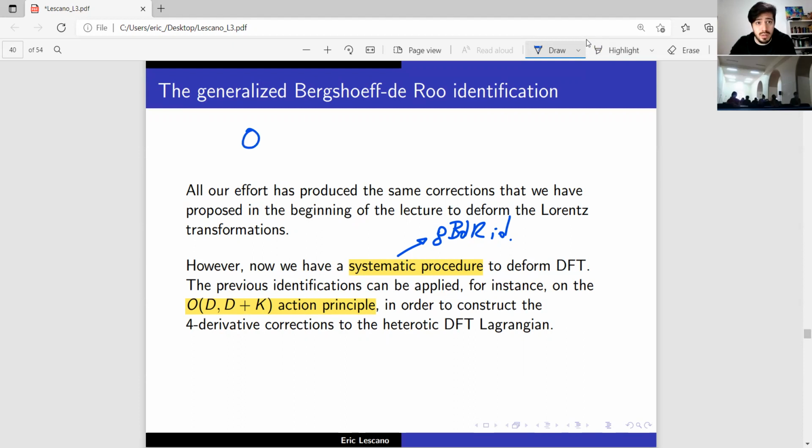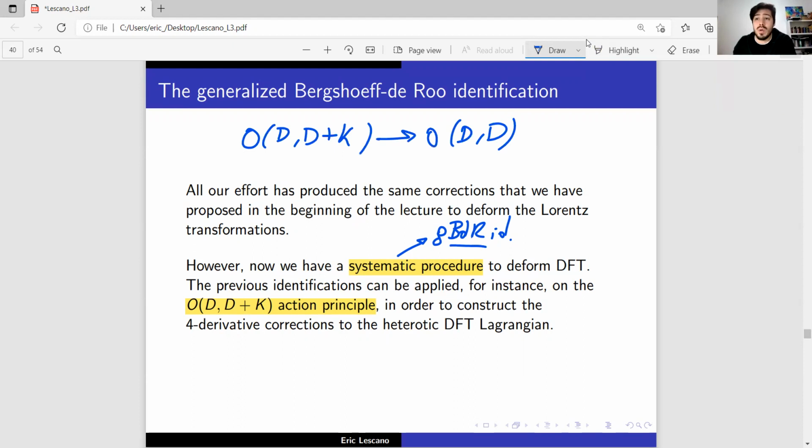First, we do this decomposition from O(D+K) to O(D), and then we use the generalized version of the Roux identification. This is the idea. I have shown you that we can construct the generalized Green-Schwarz mechanism, but now we want the action principle.